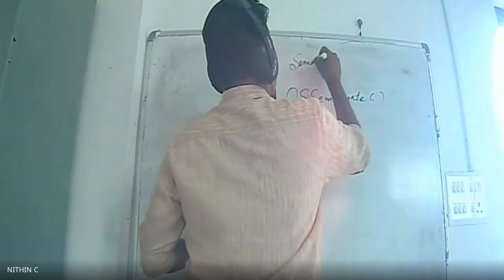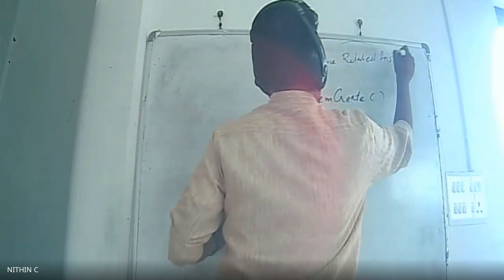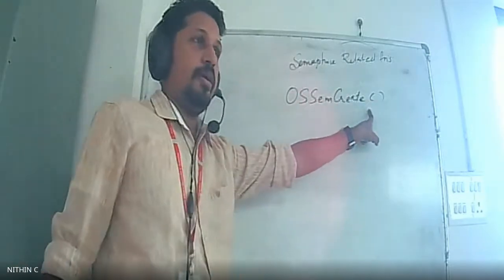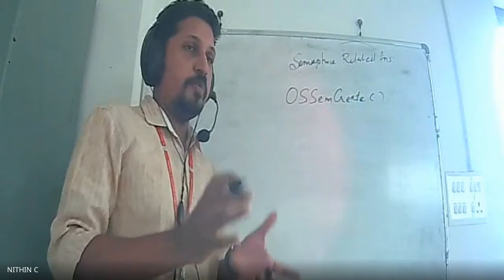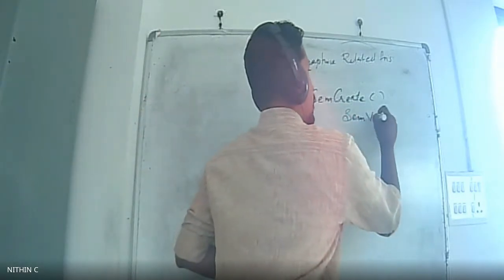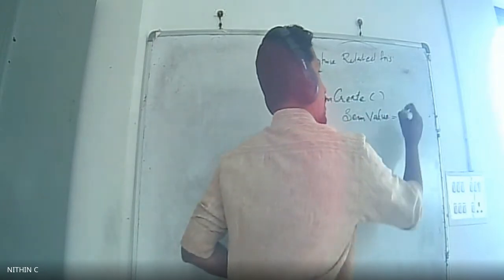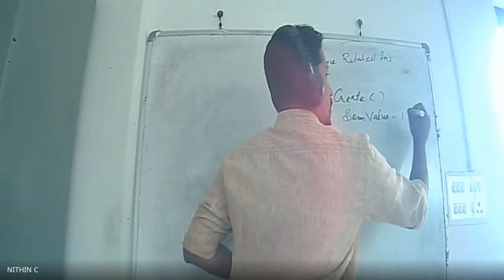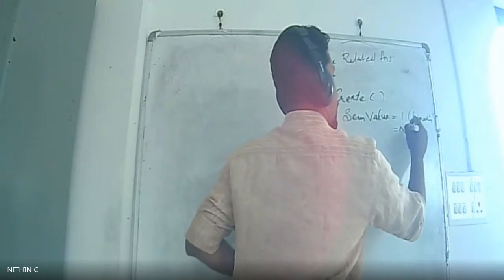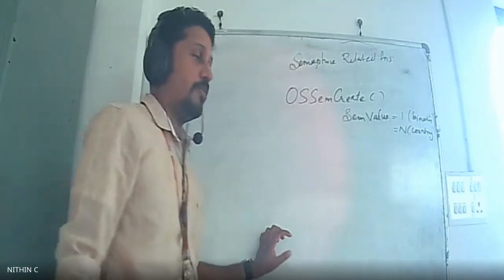Now I am dealing with semaphore related functions. So this was your first function, OS sem create. What we do here is we will be creating a semaphore variable and we will be assigning a value to that semaphore variable. SEM, not SOME. The value will be initialized as 1 in case of a binary semaphore, or it will be initialized as n in case of a counting semaphore. That's the first process that we do.